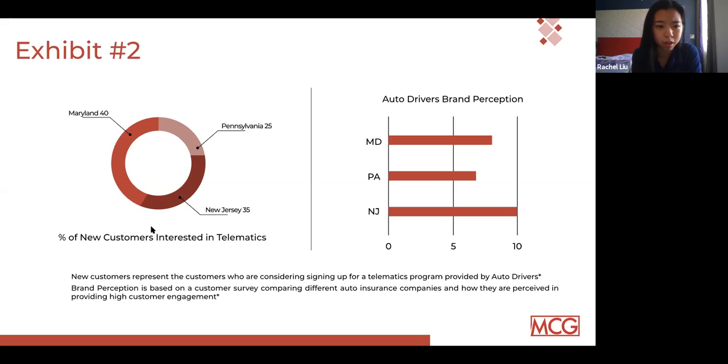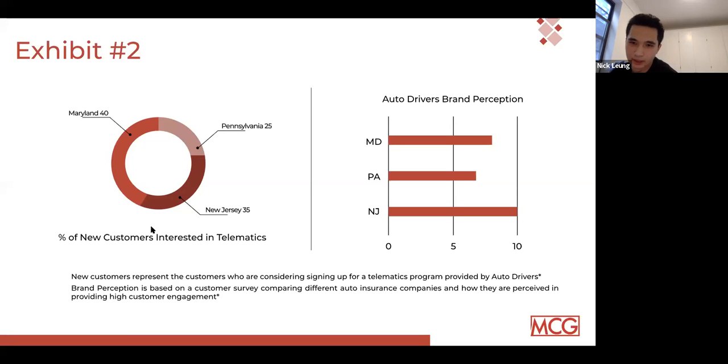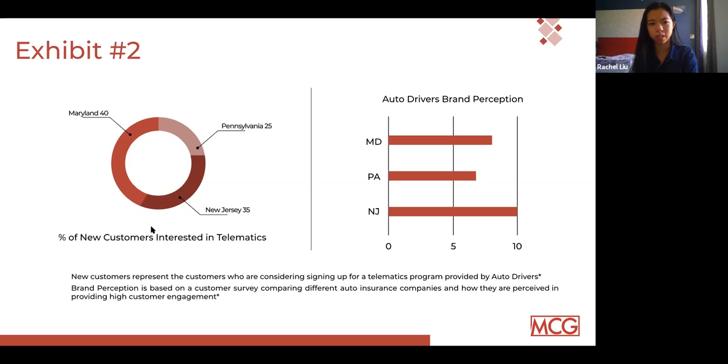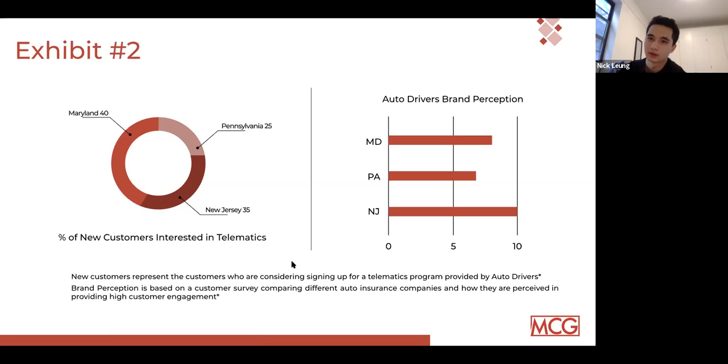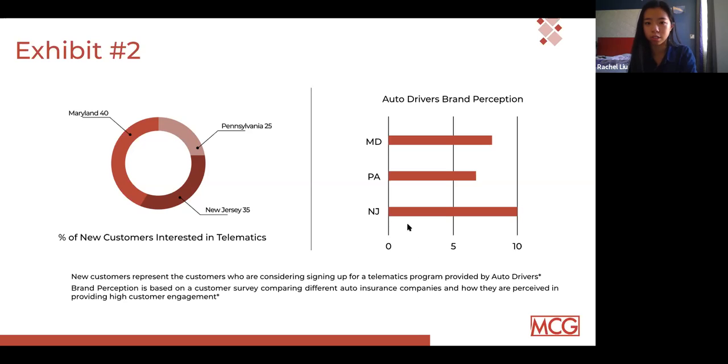And the exhibit on the left indicates the percent of new customers. On the right indicates, I'm not sure what the scale is on the right, the 0, 5, 10. It doesn't have a label. Yeah, so you can assume that it's the percent of people aware of Auto Drivers. Okay, so the right is current and then the left is new. I'm sorry, the left is the percentage of new customers interested.